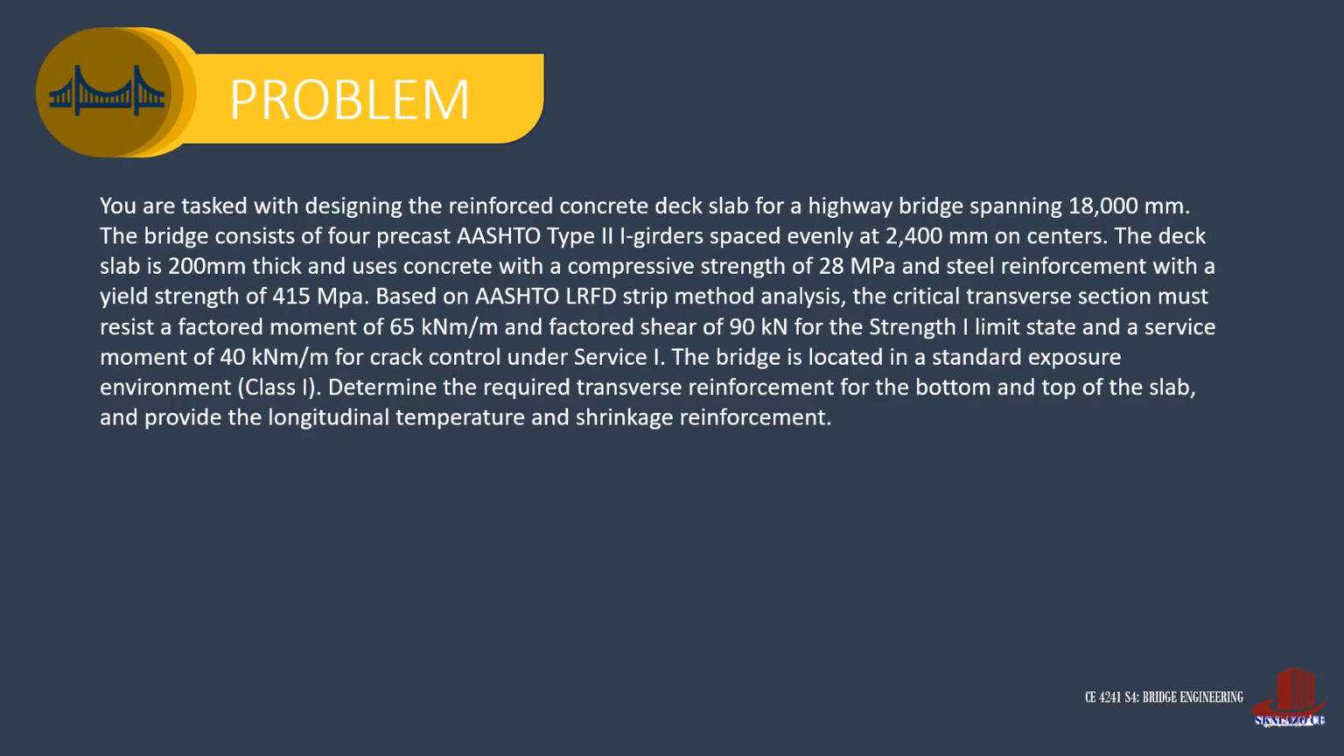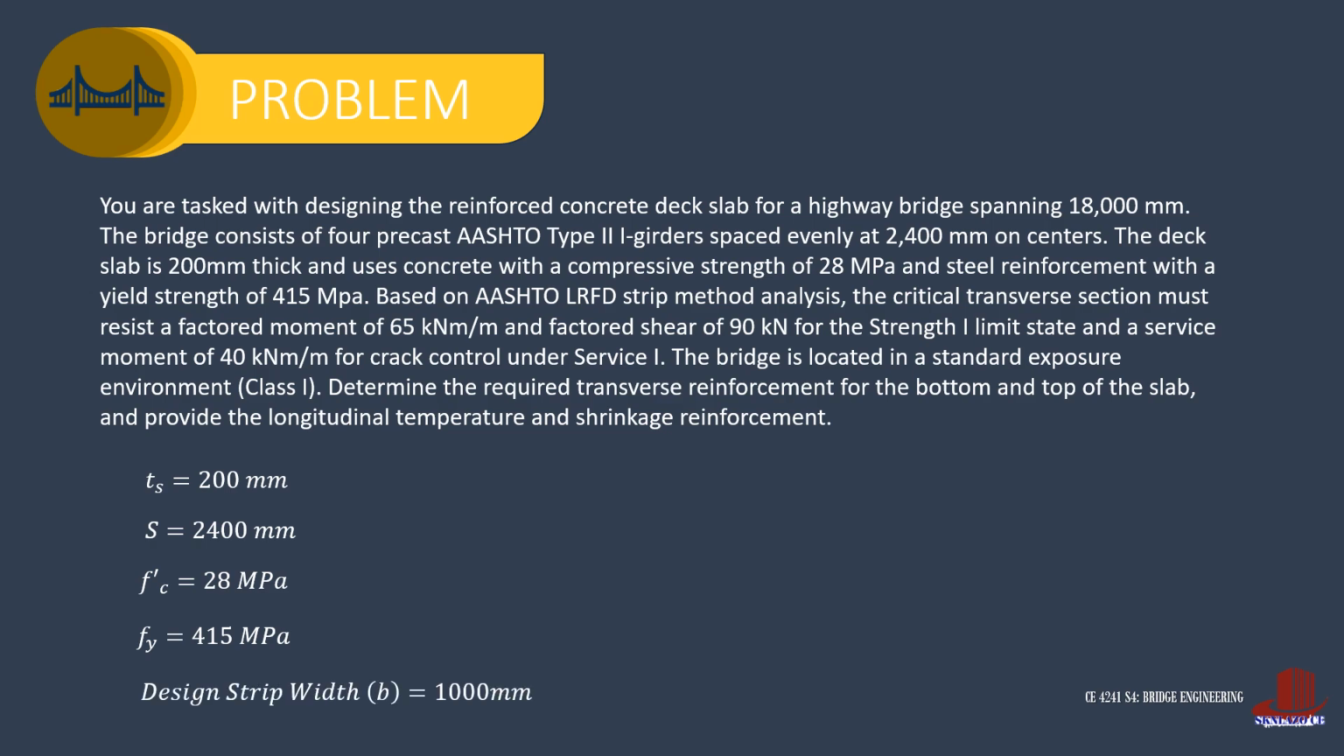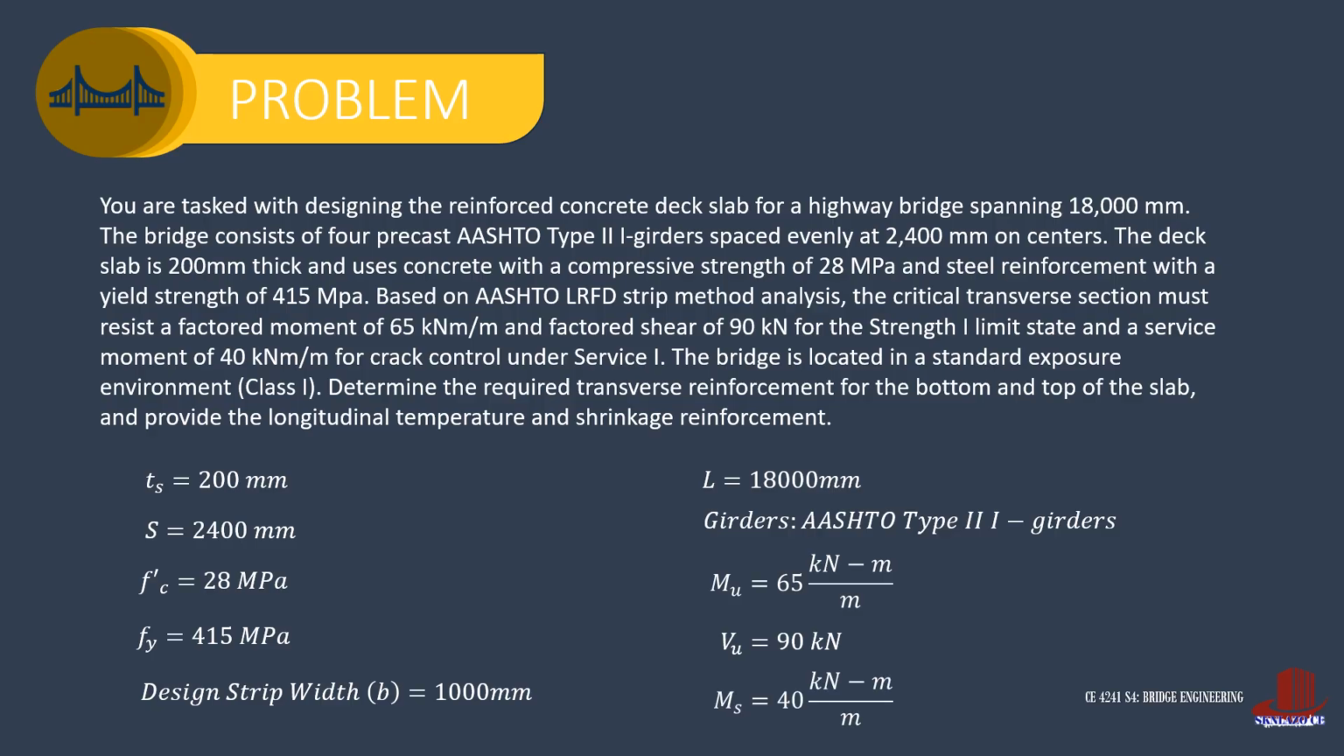To summarize the given, the deck thickness is 200 millimeters and girder spacing is 2400 millimeters. F'c is 28 megapascal with Fy of 415. Using strip method, the design strip width is standardized at 1000 millimeters. The length of the bridge is 18 meters, and Type 2 I girders are used. The moment for strength is 65 kilonewton-meter per meter, while shear is 90 kilonewtons. There is also a moment for service limit state of 40 kilonewton-meter per meter.